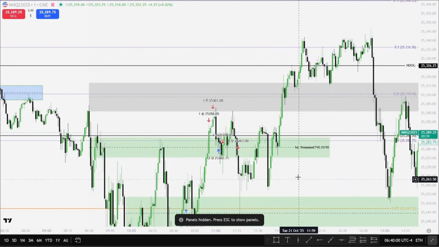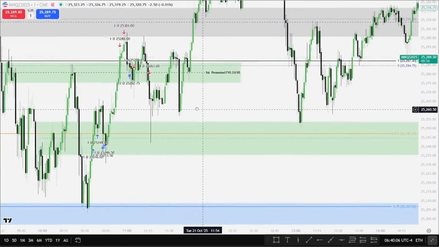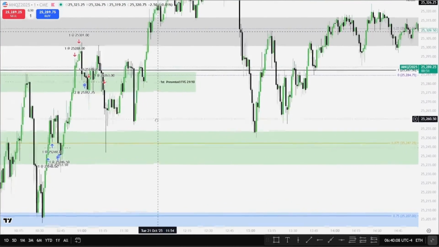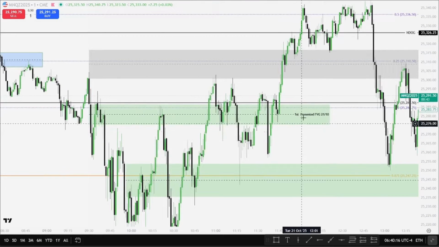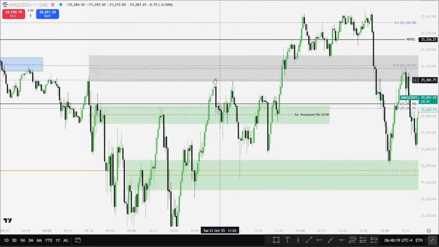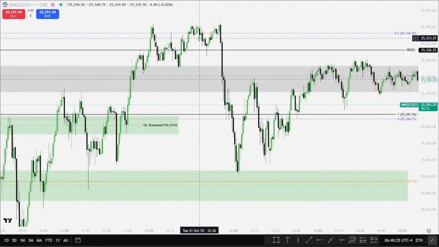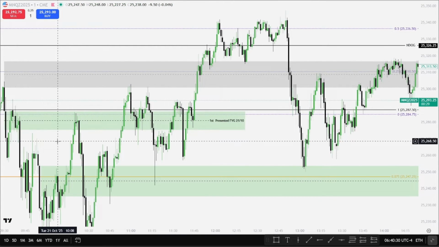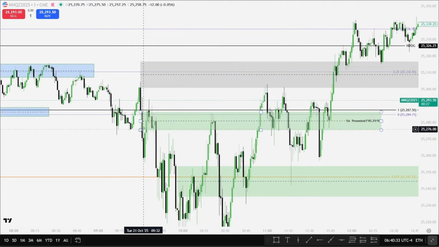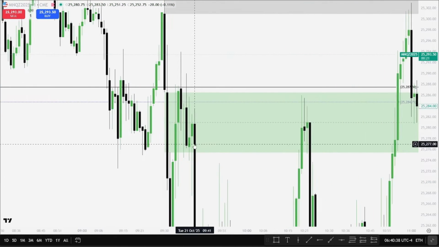Didn't get my target because it stopped me out. This wick stops me out. But see, and close it. So it went to the opening range gap. That's the opening range gap. We banged around. Look at this. This is the first presented fair value gap. That's in a quadrant level.